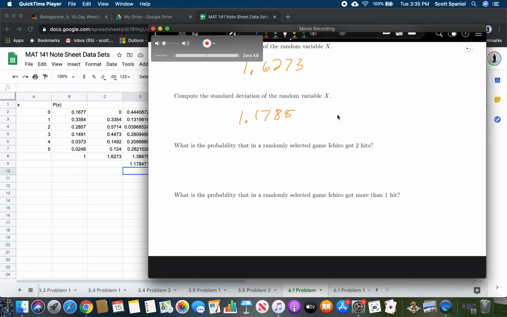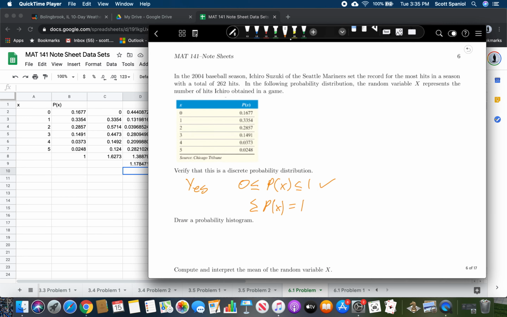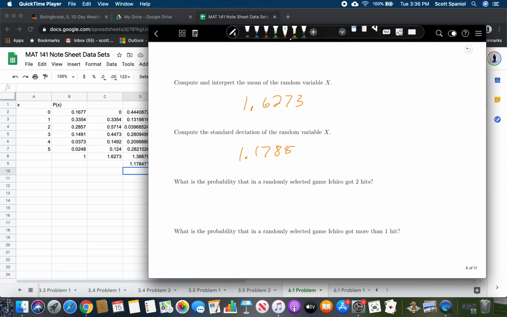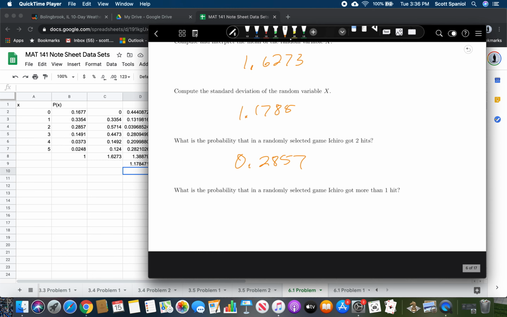So they say, what's the probability that a randomly selected game each year got 2 hits? Well, that's simply from our chart here, which is we go to 2 hits. And where x is 2, p says 0.2857. And then what is the probability that a randomly selected game each year got more than 1 hit?